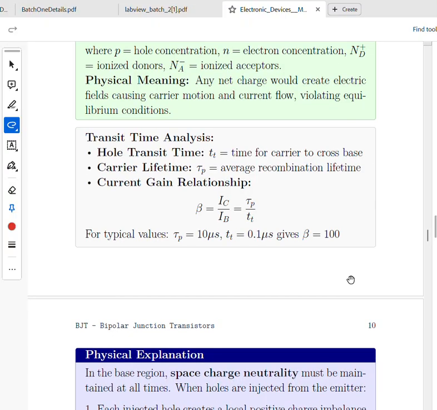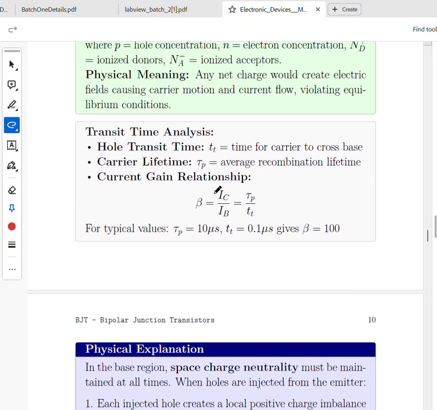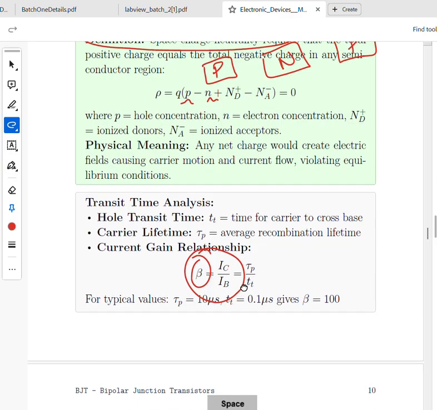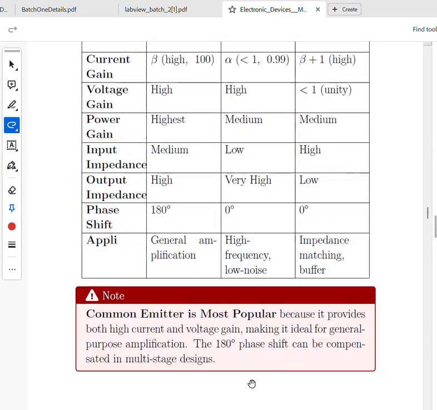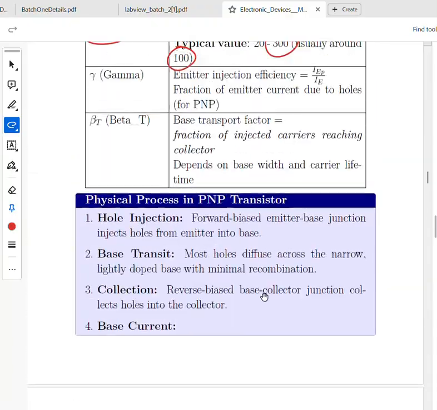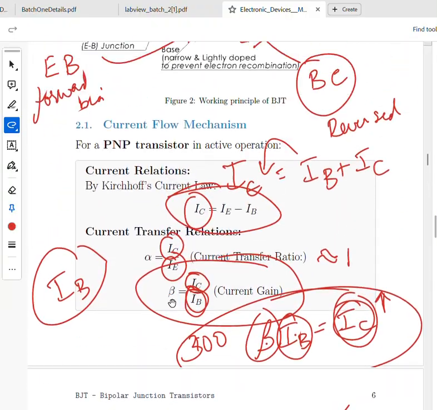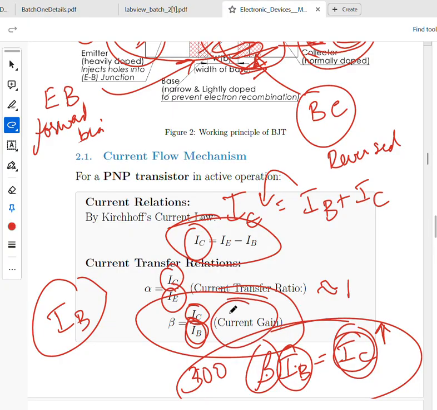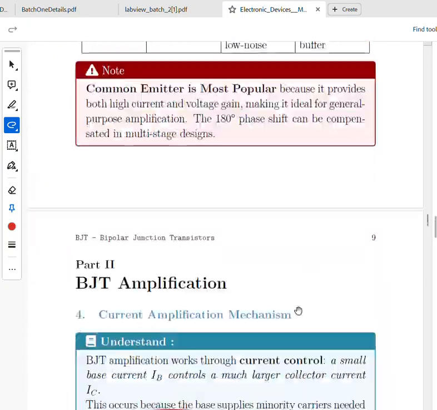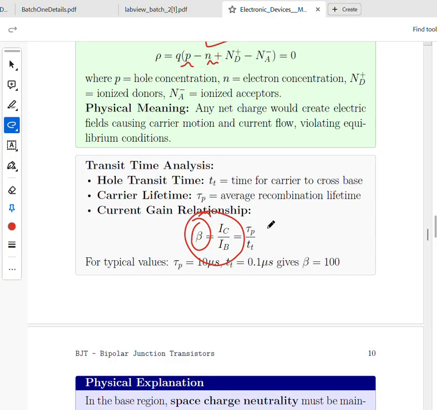This is important because I have talked about this relation, you know already: collector current by base current is equal to beta. Beta is what again? The current gain ratio. Right, we've discussed beta here. Beta is the current gain ratio. Sweet. So this is also equivalent to this expression.